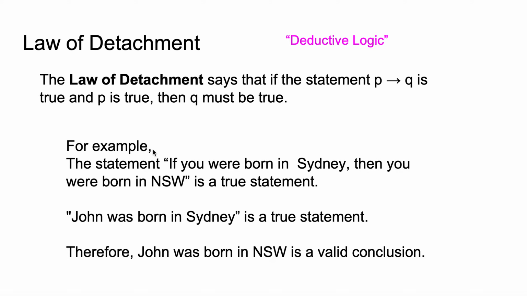So in this example, here's a rule, here's a true statement. If you were born in Sydney, then you were born in New South Wales. Sydney is the capital city of the state of New South Wales. So if John was born in Sydney, and that's true, then John must have been born in New South Wales as well. If the general rule is true, or can be assumed to be true, and the first part, your hypothesis, is true, then your conclusion will also be true.